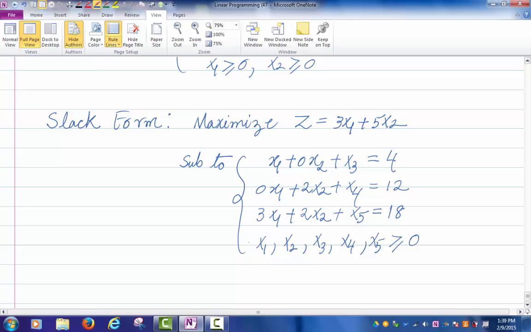Okay, so is everybody clear how I'm getting this slack form? I'm adding a new variable on the left-hand side of each inequality and replacing the inequalities by equalities. Any questions on that?